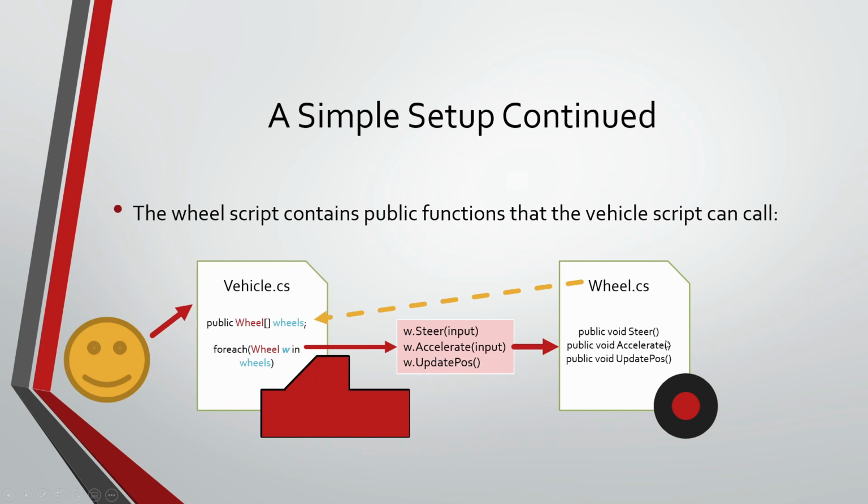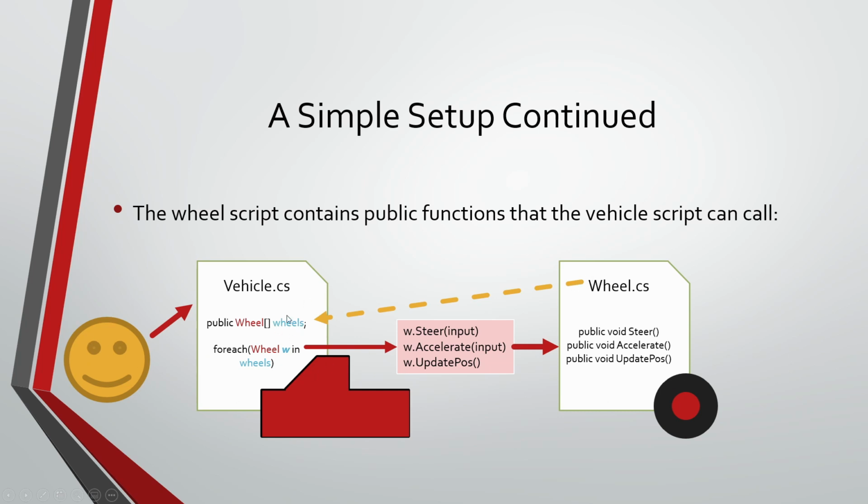And that accelerate takes input for the forward value or the vertical input, the up and down arrow keys. The steer takes the horizontal input, so we put in our input. So for each wheel, we basically say, hey, do this. And so the vehicle is then calling this variable on the wheel script, and the wheel responds to that. So effectively, the user interacts with the vehicle.